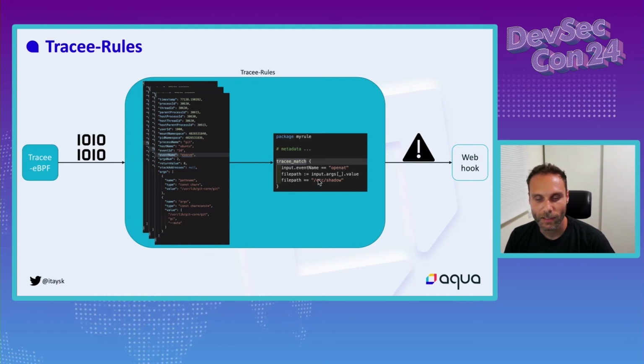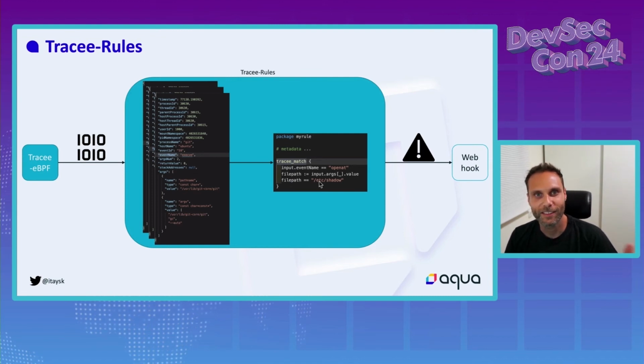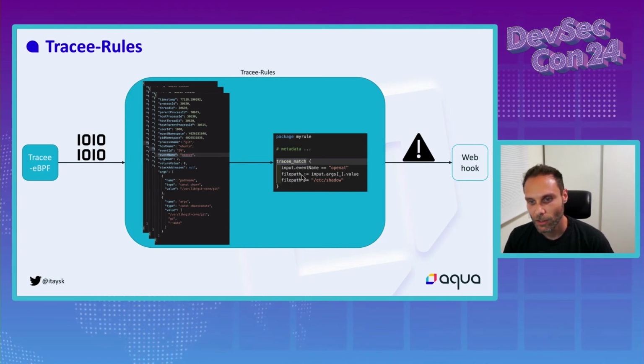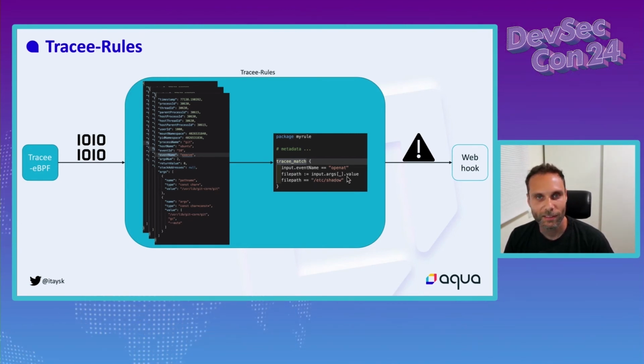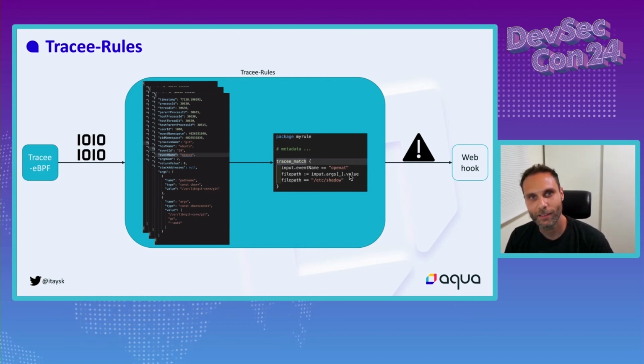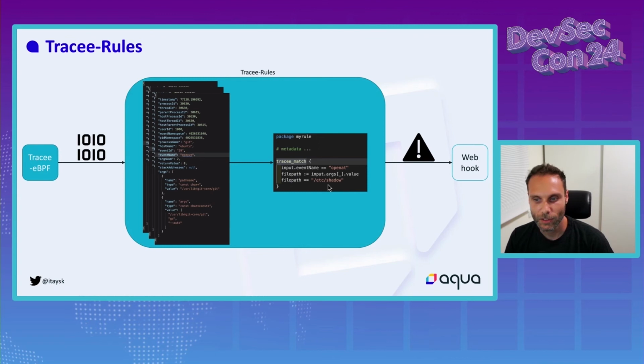Writing something like this in code would probably result in, I don't know, 50 lines of code with a lot of loops and a lot of checks and a lot of stuff there. Here it's just 3 lines. We just assert that the event name is openat. We just implicitly iterate and look into the elements and then do another assertion, and that's it. Pretty neat, I think.